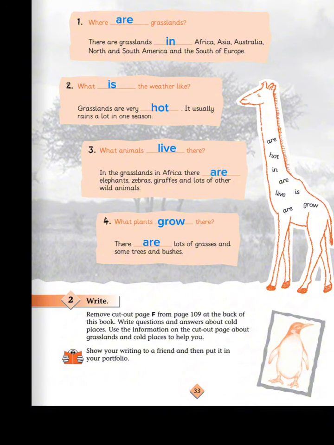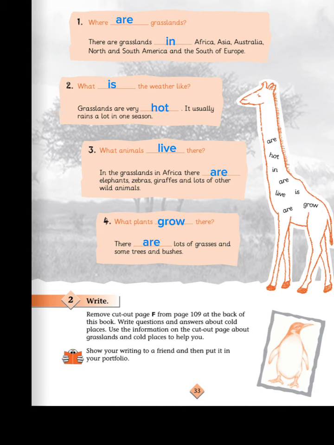Number 1. Where are grasslands? There are grasslands in Africa, Asia, Australia, North and South America, and the south of Europe. Number 2. What is the weather like? Grasslands are very hot. It usually rains a lot in one season.